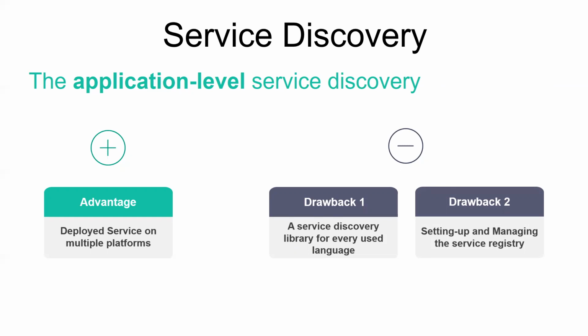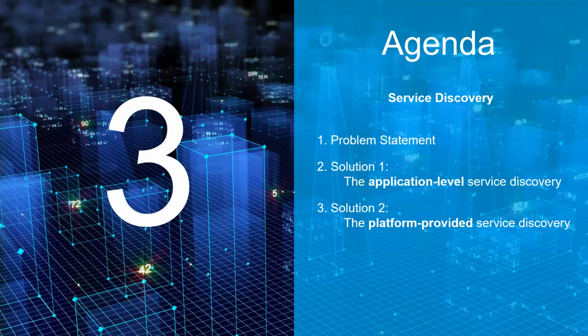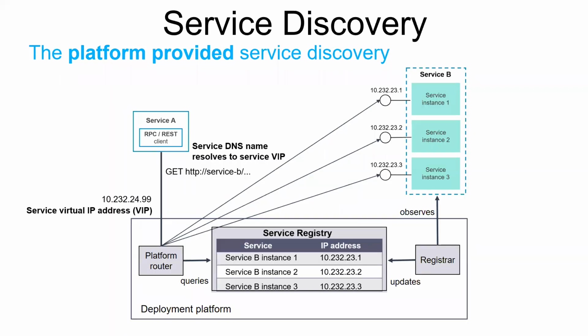As a result, it is usually better to use a service discovery mechanism that is provided by the deployment infrastructure. Many modern deployment platforms such as Docker and Kubernetes have a built-in service registry and service discovery mechanism. So let's see how it works. The deployment platform gives each service a virtual IP address and a DNS name that resolves to the virtual IP address. A service client makes a request to the DNS name, and the deployment platform automatically routes the request to one of the available service instances.